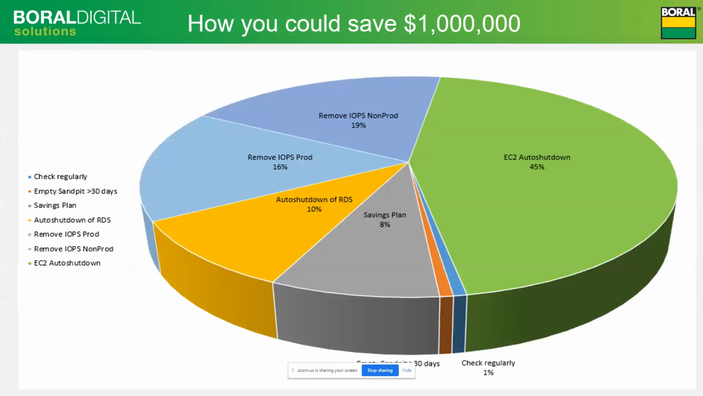The great news about all the cost-saving tips that I've recommended to you today is that in our case, we've saved $1 million US per year. And that is just by checking regularly, by emptying the sandpit, by adopting savings plans, by removing provisioned IOPS, and by configuring auto shutdown for RDS and EC2. $1 million. If you can do that using these 13 tips, then you are lucky.